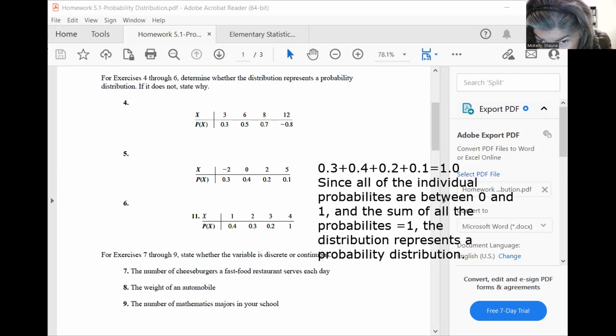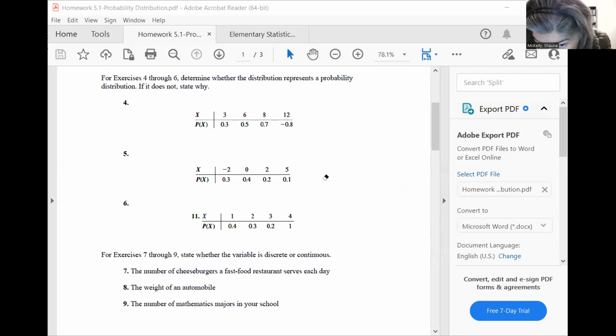Okay, I'm glad you're back. If you clicked away. Is this a probability distribution or not? Well, the probabilities don't add up to 1. They add up to 1.9 if you add them up. The individual probabilities are okay, but the sum is more than 1.